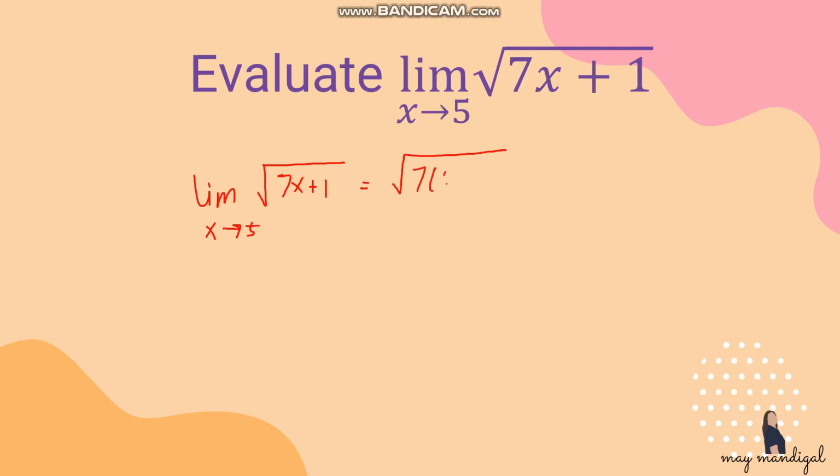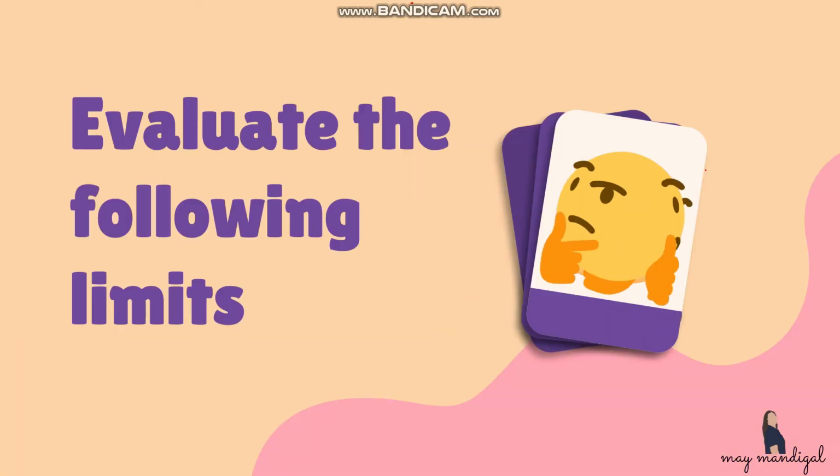So 7 times 5 plus 1. So this will be equal to the square root of 35 plus 1. So that's 36, or the answer is 6. So therefore, the limit of the given function, the square root of 7x plus 1 as x approaches 5, is equal to 6. Now let's evaluate more examples here.